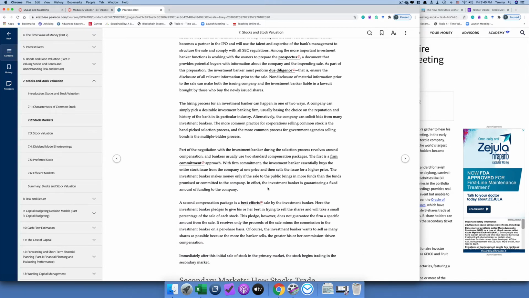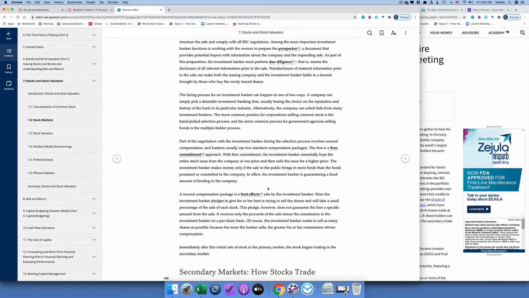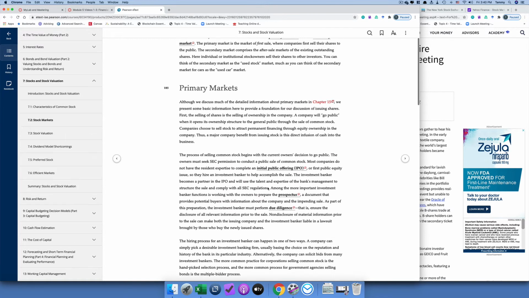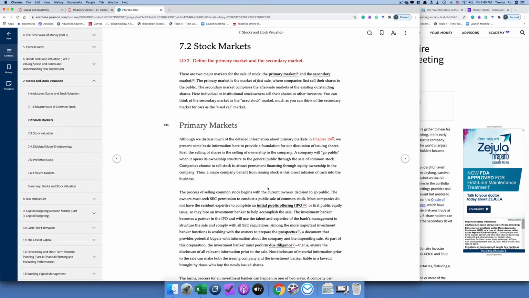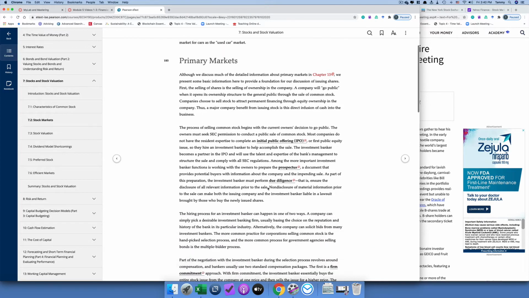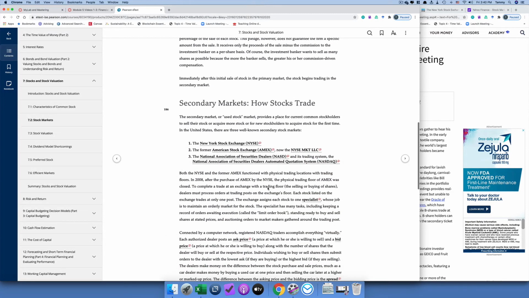It's strange the way this textbook is laid out. But the bottom line is what you need to know is that a stock is first issued through a primary market through an initial public offering with the help of an investment banking firm, and then once it's been offered once, it starts trading in the secondary market, in the stock market.